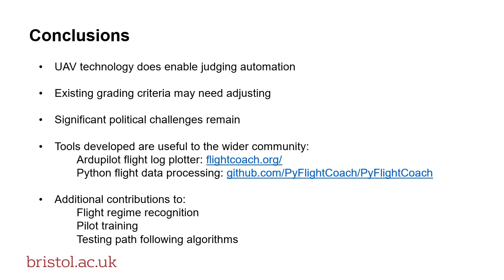We've shown that UAV technology can be used along with some careful post-processing to enable automatic judging of aerobatic manoeuvres, but the grading criteria may need to be adjusted if we want to get sensible rankings. While we've been working to solve the technical problems, there are still political ones that need to be solved before automatic judging could be used in a competition. It could even be that human judges are just as important to our enjoyment of the competition as the competitors.